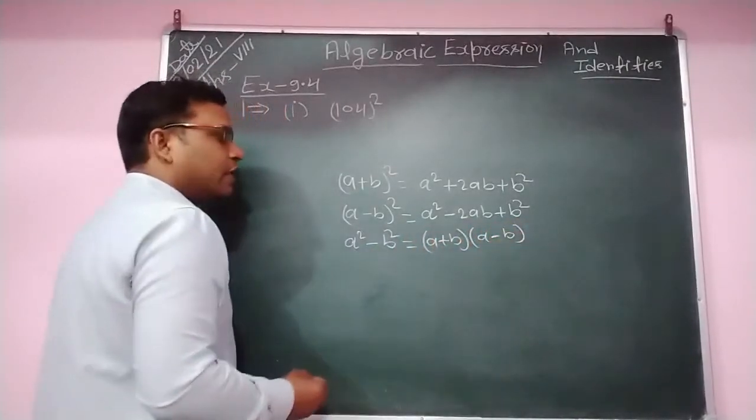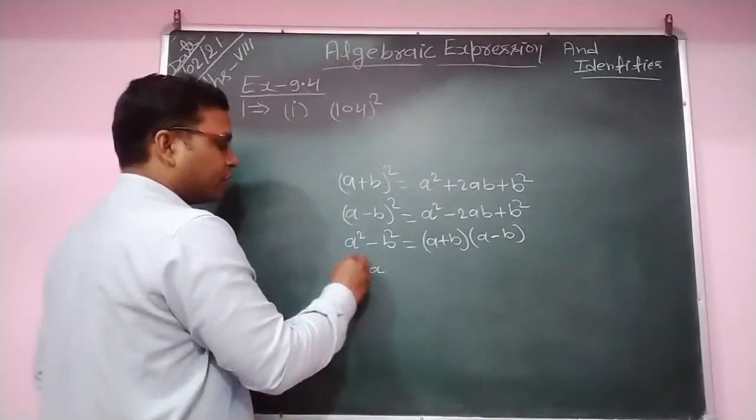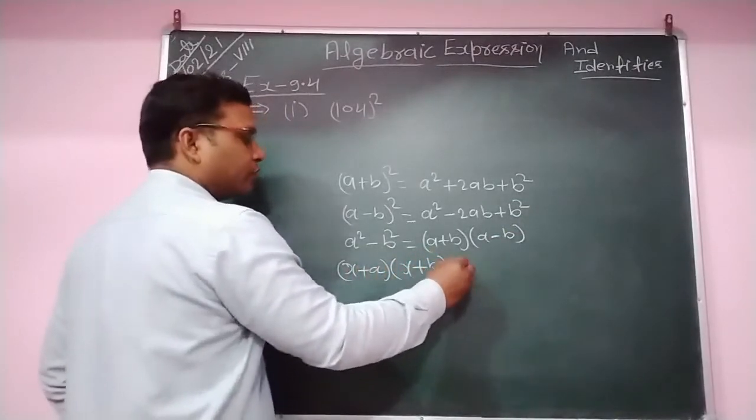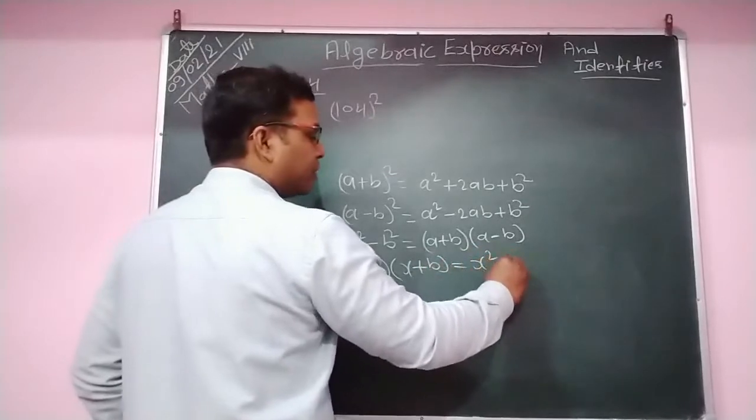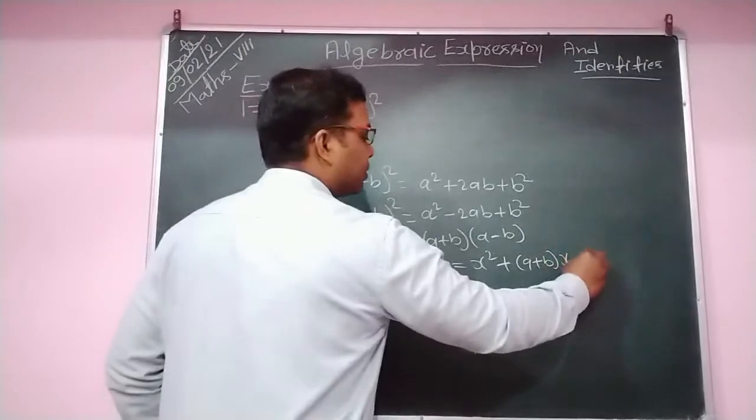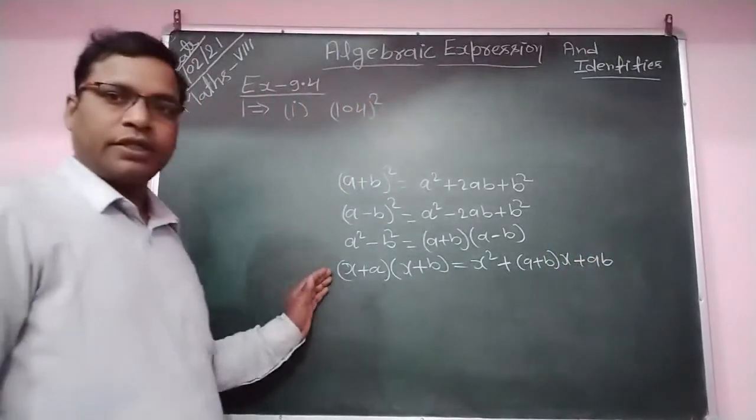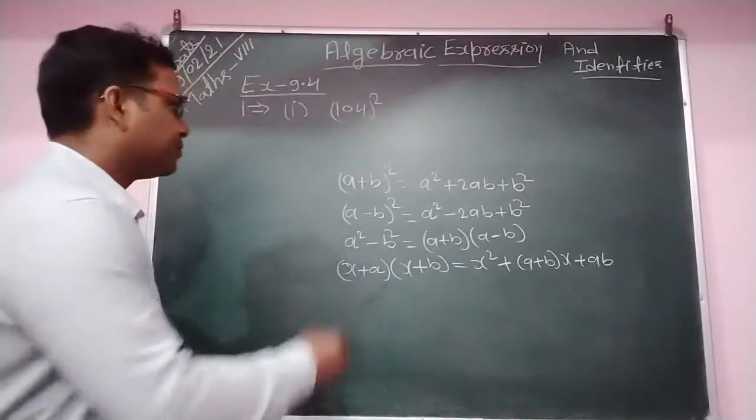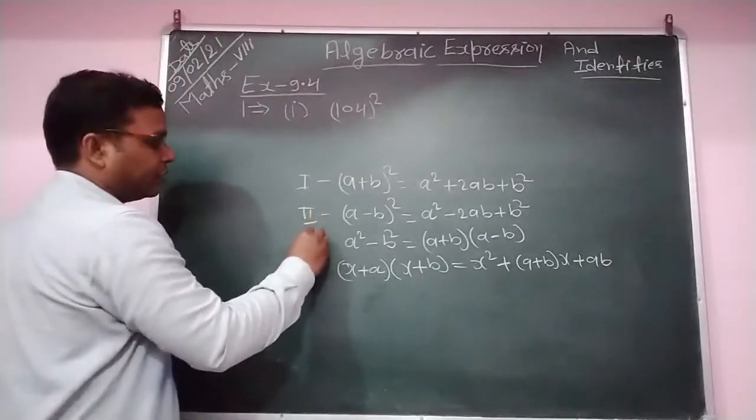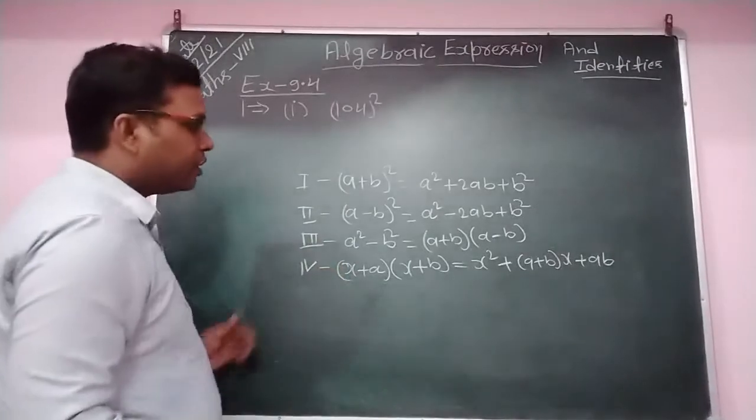Clear? Now the fourth identity is x plus a into x plus b, which is equal to x square plus a plus b into x plus a into b. This is the fourth identity. This is the first identity, second identity, third identity, and fourth identity. So which identity did we use here?